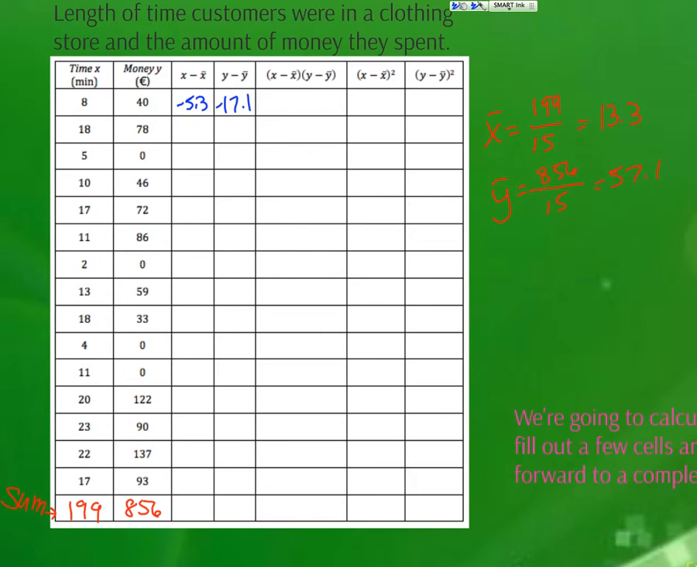Then I have to multiply these two values to get this column. So negative 5.3 times negative 17.1, 90.63. When I take negative 5.3 squared, I get 28.09. And then when I take negative 17.1 squared, I get 292.41.